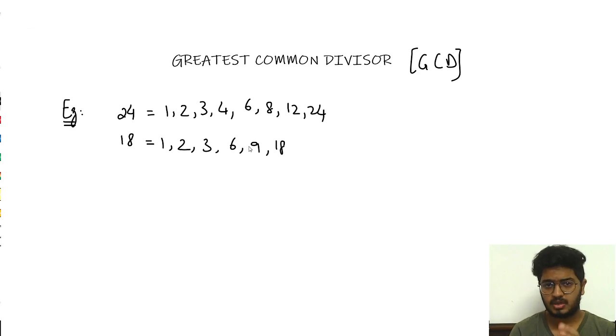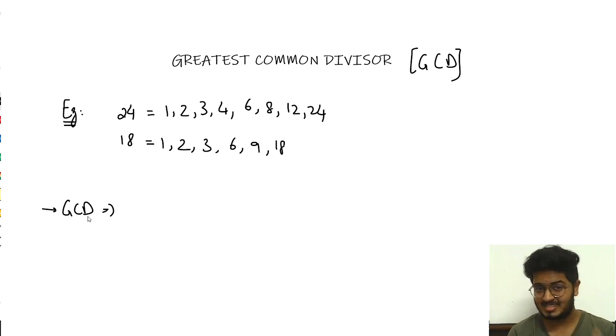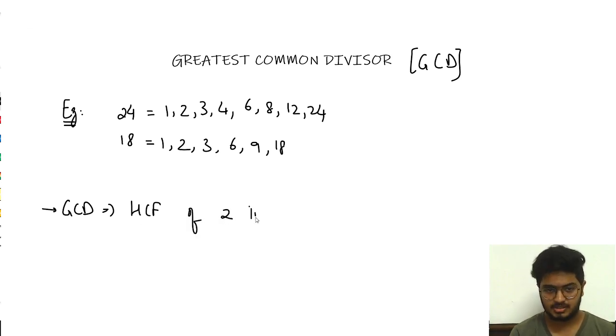Now here comes the part of the greatest common divisor. The greatest common divisor or GCD is to find the greatest common factor. Remember, HCF, the highest common factor, or GCD, both are the same thing, of two integers.